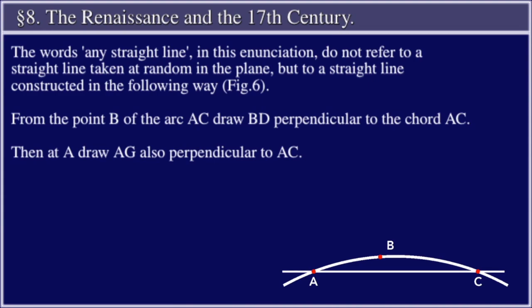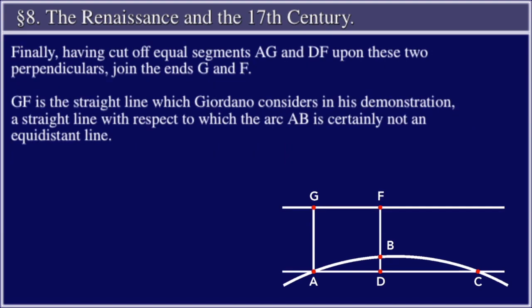Figure 6. From the point B of the arc AC, draw BD perpendicular to the chord AC. Then at A, draw AG, also perpendicular to AC. Finally, cut off equal segments AG and DF upon these two perpendiculars. Join the ends G and F. GF is the straight line which Giordano considers in his demonstration, a straight line with respect to which the arc AB is certainly not an equidistant line.